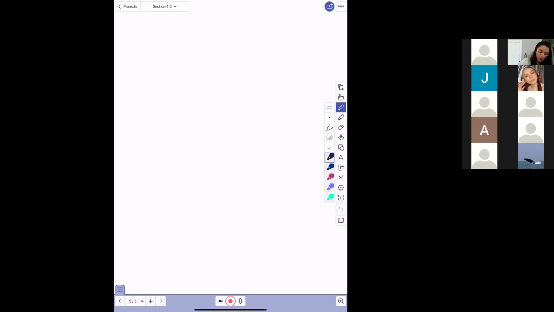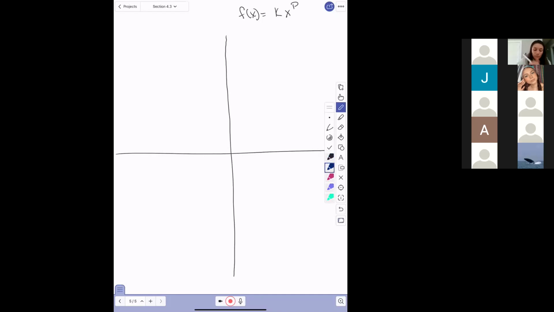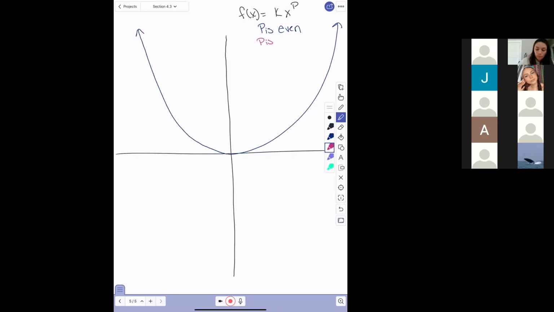Okay, if I have a graph, and we know f of x equals k x to the power of p. If p is even, the function's going to look something like this. It'll be some sort of U. It could open, close, whatever, but it's some sort of U. So that's p is even. If p is odd, we have this chair shape function where it goes down like this, through the origin and into the third quadrant. Okay, so that's if p is even and p is odd.